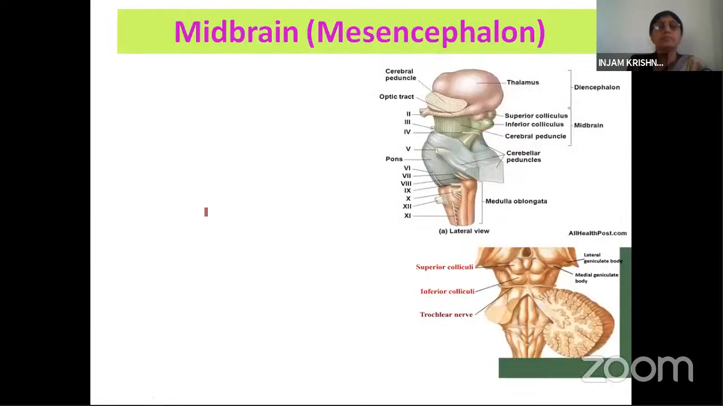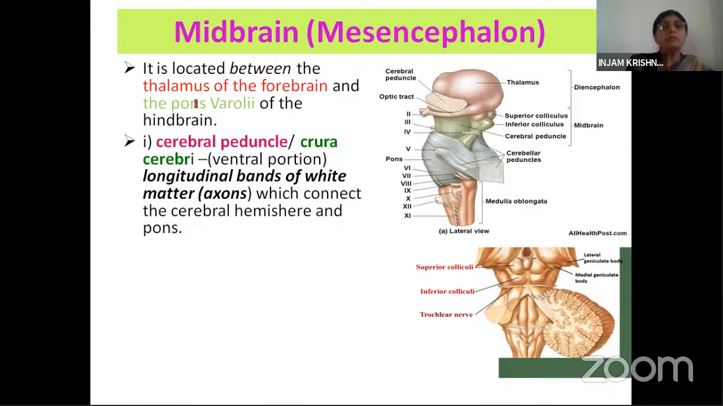Next, midbrain or mesencephalon. It is located between the thalamus of the forebrain and the pons varolii. Where is the pons? This is the pons. In between, the midbrain is there. Actually, this is the midbrain, but it is the lateral view. We are not able to see it, but we are able to see one part of it. What are the parts involved in the midbrain?